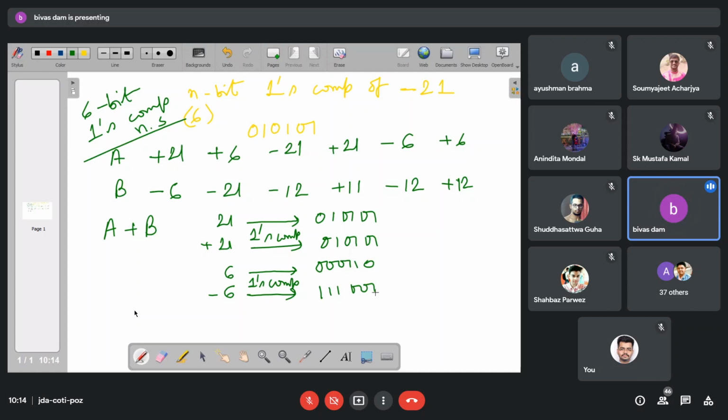Okay. So I have now obtained the one's complement of both the operands. So I have to go for the addition. I have to add them using simple binary addition scheme.